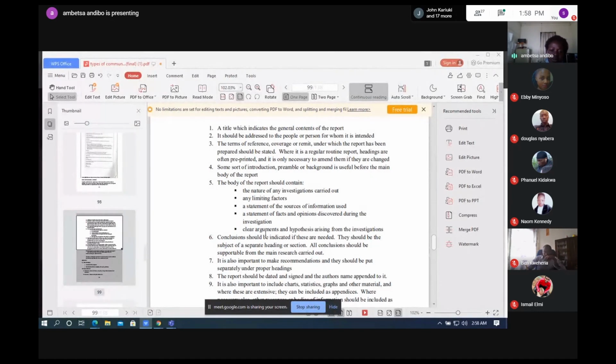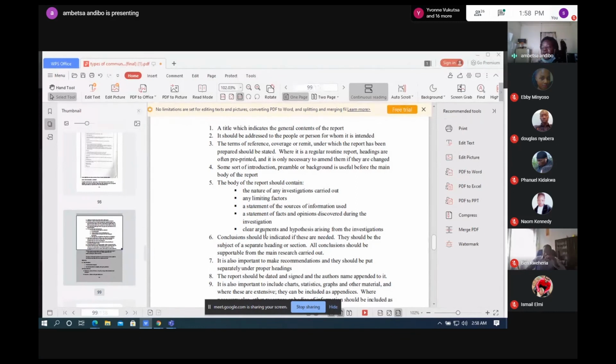Then a statement of the sources of information, that one is an appendix. The way you usually write references in a business plan or any other place. So it's not part of what I'd given. You can have an appendix in addition to this page that I had shown as a sample, and that's where you list your references. Then conclusions should be indicated.